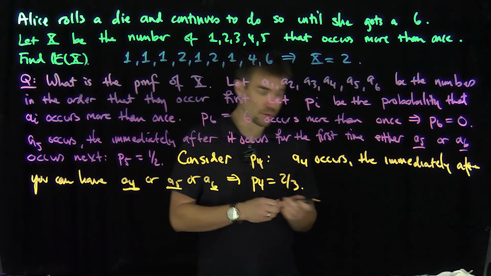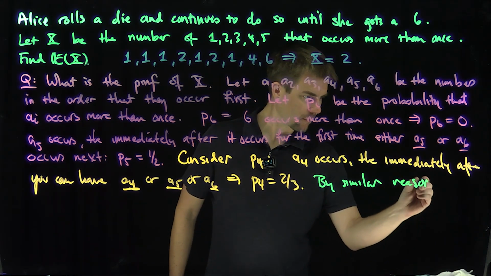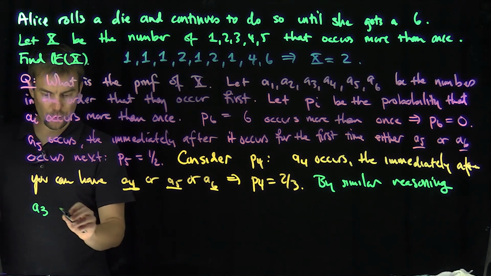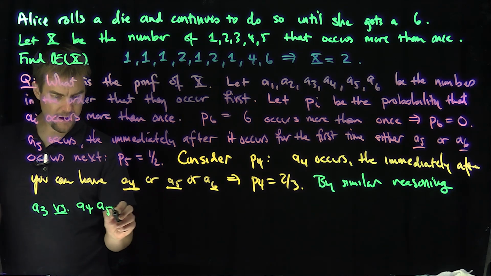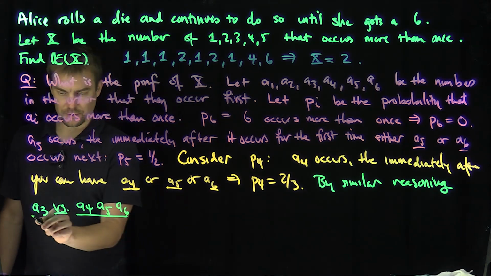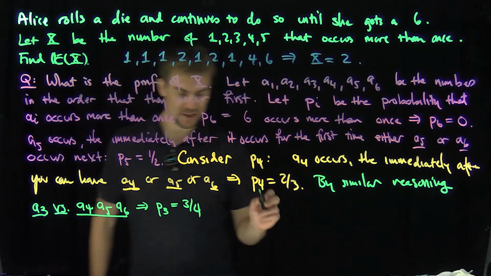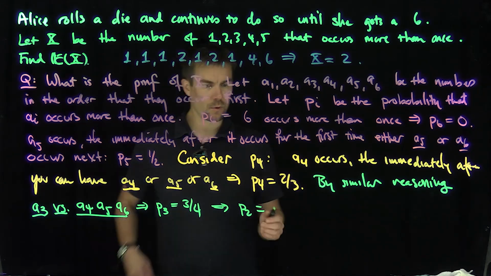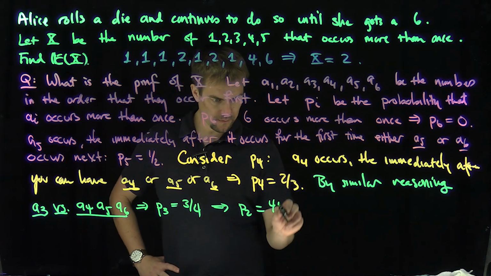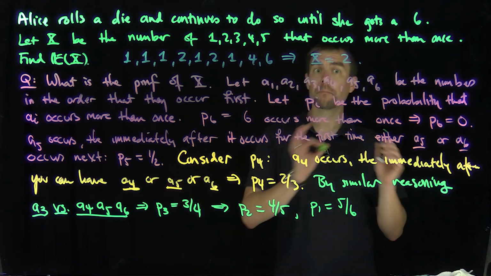Good. Now what about P3? Let's do the same thing by similar reasoning. With A3, you're going to have A3, and then compared with A4, A5, or A6. In this case, we have 3/4 likely, because over here there's a total of 4, and I get preference to the third one. So P3 is 3/4. And of course, this implies that P2 is equal to 4/5, and then P1 is equal to 5/6. Okay? Those are the corresponding probabilities. Not necessarily independent, but those are the corresponding probabilities.